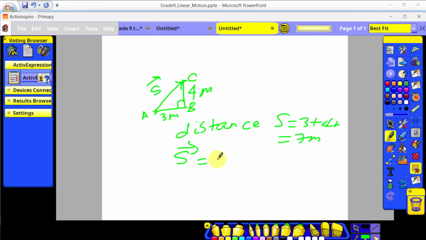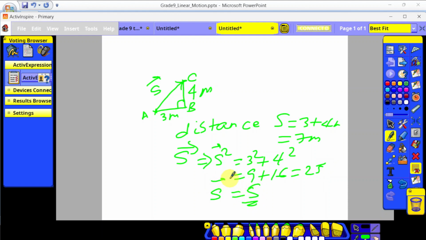By Pythagoras' theorem, S squared is equal to 3 squared plus 4 squared, which is equal to 9 plus 16, which is equal to 25. Then displacement is the square root of 25, which is 5. So the distance covered by this car is 7, whereas the displacement, the shortest path, is 5.